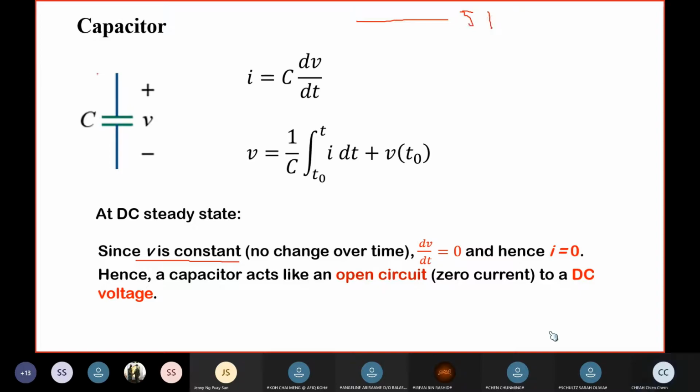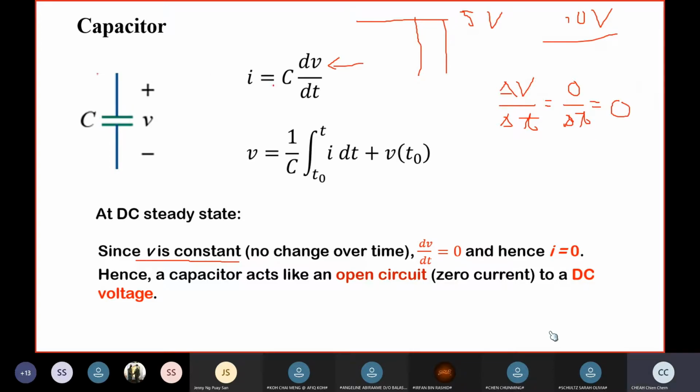Now, if it's constant, then there's no change of the voltage over time. So you go back to delta V over delta T. The voltage remains at 5 over time. It does not change, so 0 change over a change in time, which means that you get 0. Therefore, if a voltage is DC, then dV/dt is equal to 0. Therefore, current will be equal to 0 because current is C dV/dt.